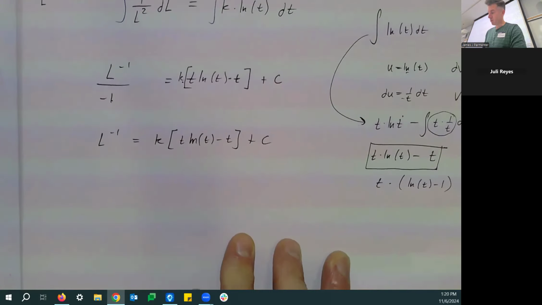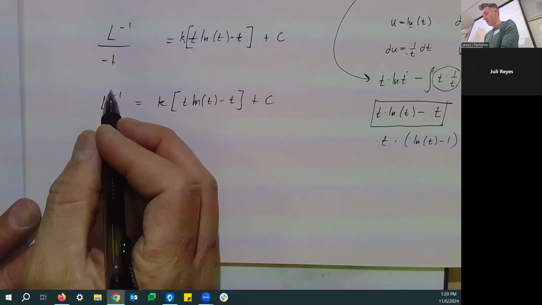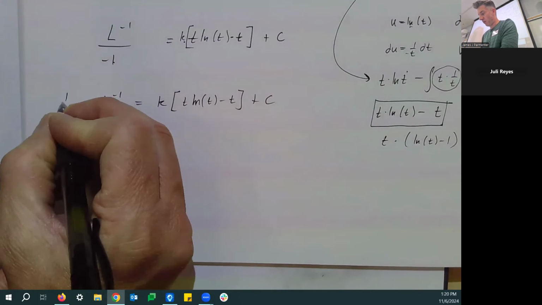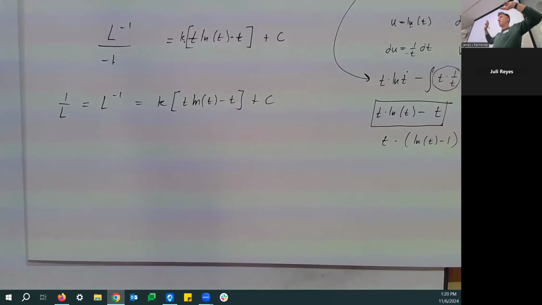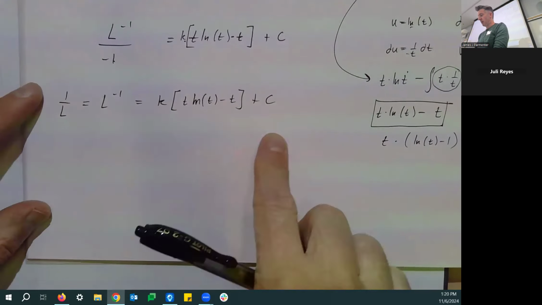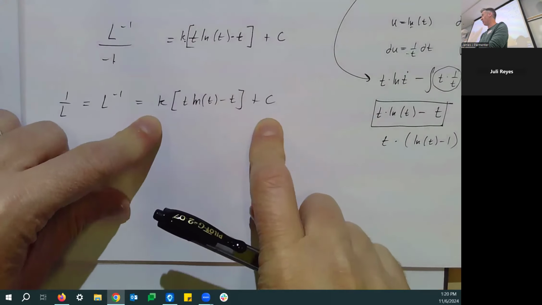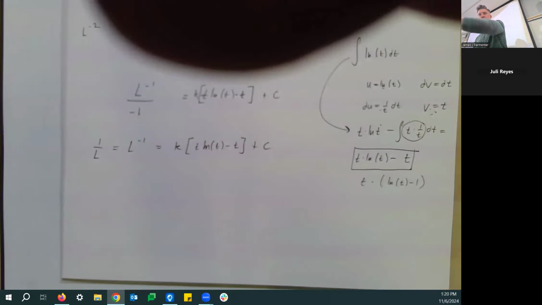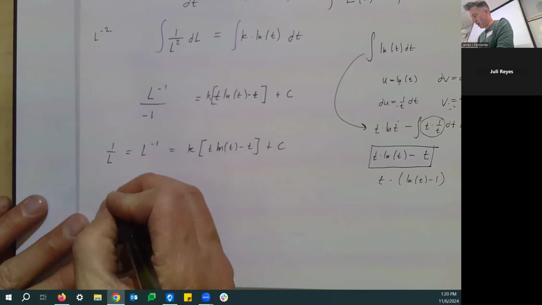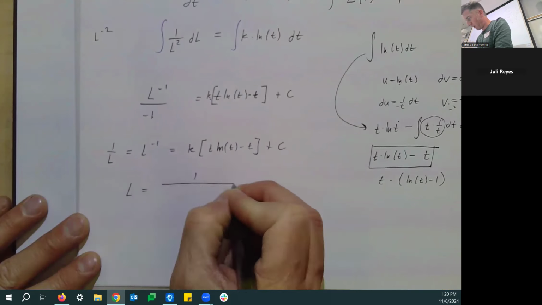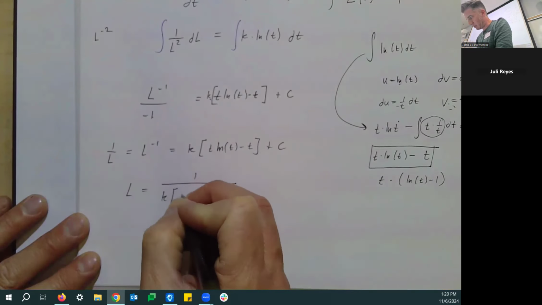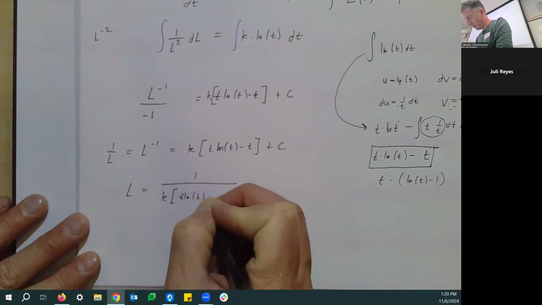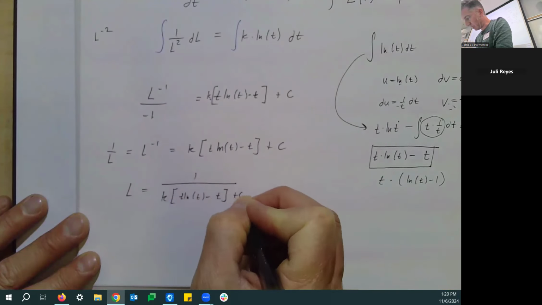And then this L to the -1 is really 1 over L. So then I'm going to take the reciprocal of both sides. You could also think of this as multiplying both sides by L and then dividing both sides by everything here. But you could also just take the reciprocal of both sides. Sorry, I'm just way zoomed in still. Let me back out just a little bit here. That L is equal to 1 over K times t natural log of t minus t plus C.